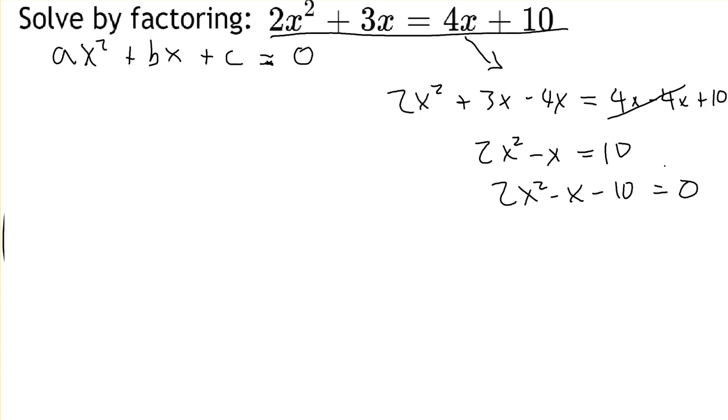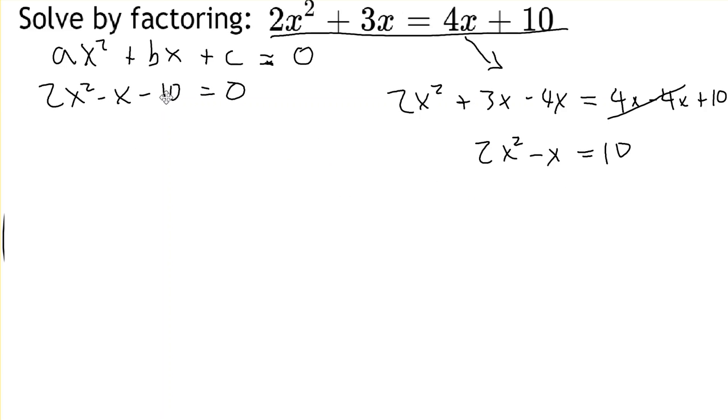All right, so I'm just going to go ahead and pull that over here and get to work on it. Okay, so the AC method requires that we identify the A, the B, and the C. So what is A? 2. What is B? -1. What is C? -10. And then we multiply A times C. That's why it's called the AC method. You multiply A times C.